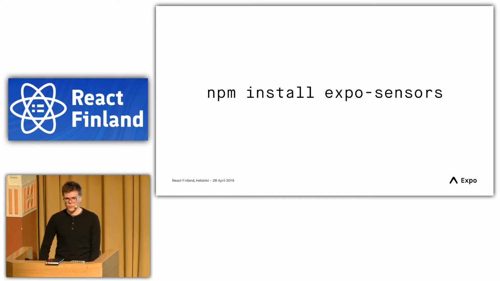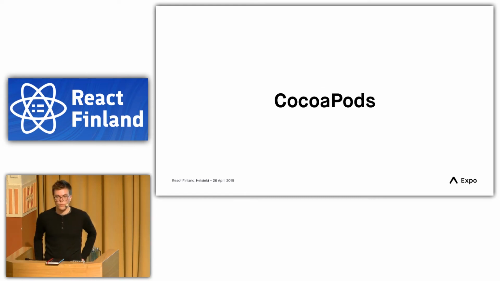So how does this work? How can these modules be automatically linked and installed when all you need to do is npm install? So on iOS, we make use of CocoaPods, which is the de facto standard tool for managing and building dependencies for iOS apps.